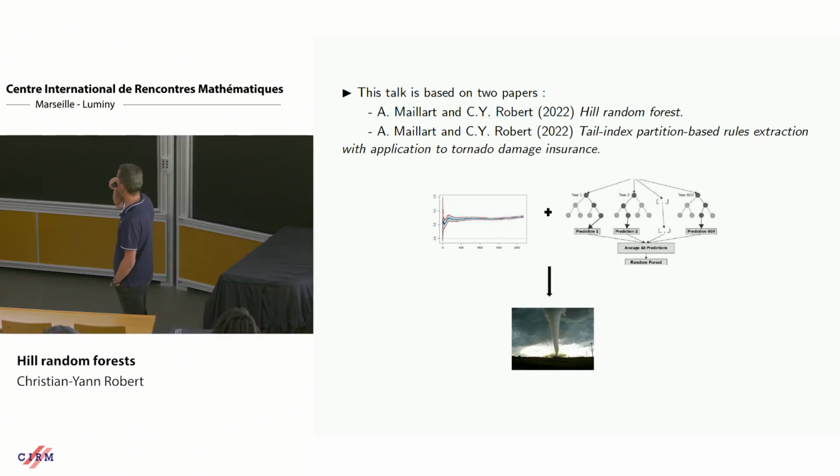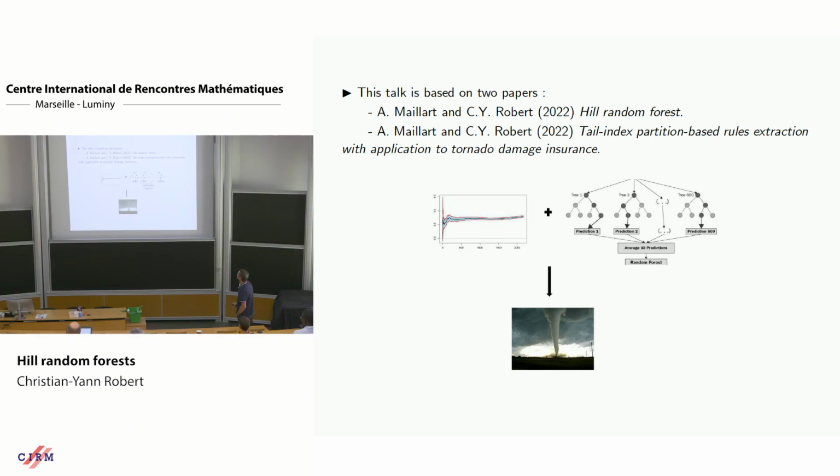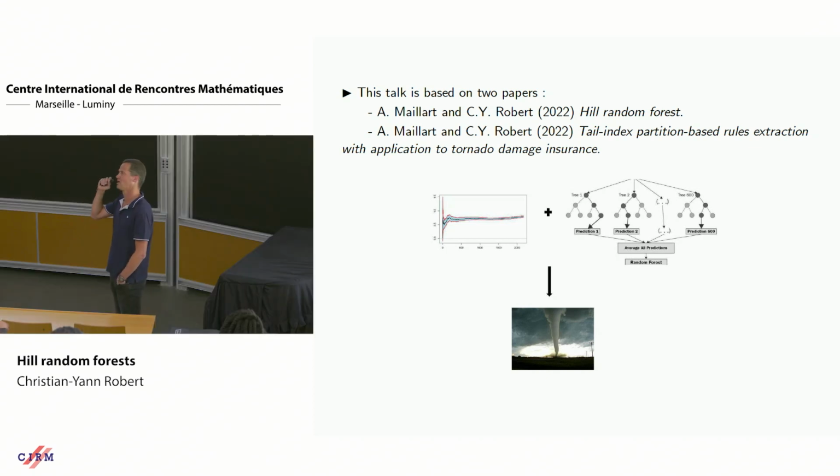tail index function. In the second part of the talk, I will present the second paper, tail index partition-based rule extraction. So the idea is to have a specific model for the tail index. Actually, we will assume that there exists a partition of the covariate space with a small number of subsets in which the tail index has a constant value. So the main goal is how to estimate first the partition in the covariate space, and then to estimate the value of the tail index over each subset of the partition.